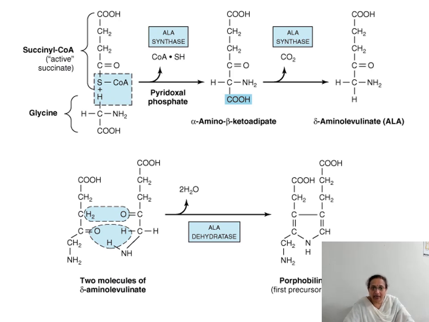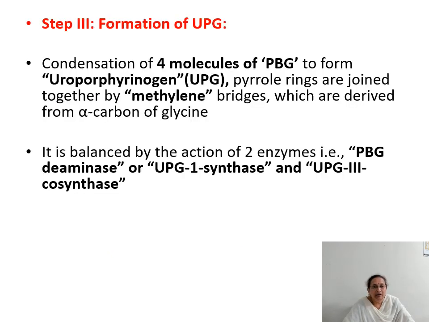In a nutshell, now combining the two steps together, glycine condenses with succinyl-CoA in the presence of the enzyme ALA synthase with the coenzyme pyridoxal phosphate. The first unstable intermediate formed is alpha amino beta ketoadipate, and by the action of the same enzyme, ALA synthase, with the liberation of carbon dioxide, it forms ALA. Now this ALA from the mitochondria comes into the cytoplasm. In the cytoplasm, two molecules of ALA are condensed with each other in the presence of the enzyme ALA dehydratase, forming the first monopyrrole, porphobilinogen. Right?